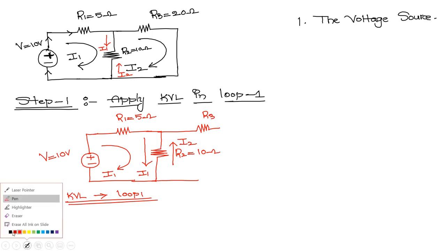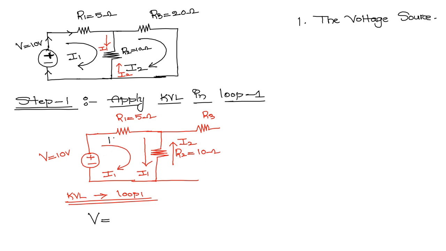So what is happening here? When we are applying KVL in loop number 1, the applied voltage V is equal to the sum of the voltage drops. R1 is connected in this particular loop 1, which means across R1 we are going to get the voltage drop VR1. And R2 is also connected in loop 1, so we need to consider the voltage drop across R2, clear.